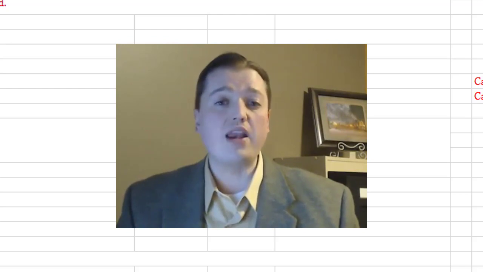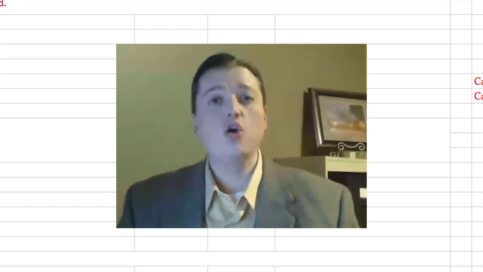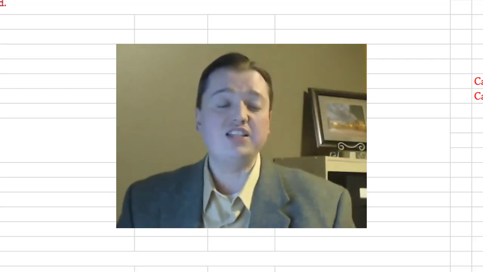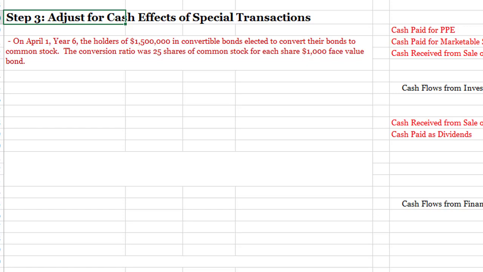And that's where we are right now, going through special transactions that had cash effects or changed other important balance sheet accounts to see what the cash flow effects would be of each of those transactions. We're about 6 transactions into our special transactions, and we're going to talk now about a set of convertible bonds that were converted to common stock.